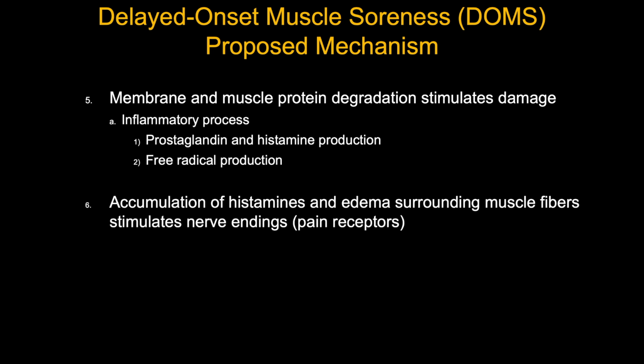The sarcolemmal membrane damage, as well as the sarcoplasmic reticulum damage, in combination with proteolysis, that is protein degradation within the muscle, is going to stimulate the inflammatory process. We're going to get the release of prostaglandins and histamines into that area, which is going to make us feel pretty bad. We also get the generation of free radicals. Free radicals are these bad substances that go in and cause further damage by stealing electrons from structures in the surrounding area. The accumulation of histamines and the swelling or edema that surrounds the muscle fibers are going to stimulate nerve endings, which then is going to, of course, stimulate pain.